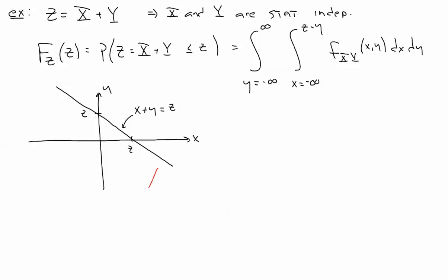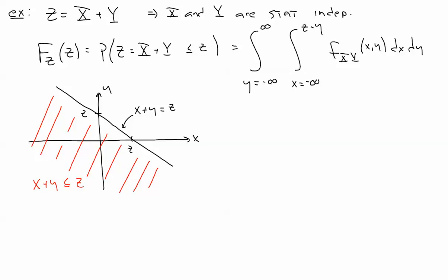That means that this region down here is the region for which x plus y is less than or equal to z. All right? That's the region over which we want to integrate the joint cumulative or joint probability density function.